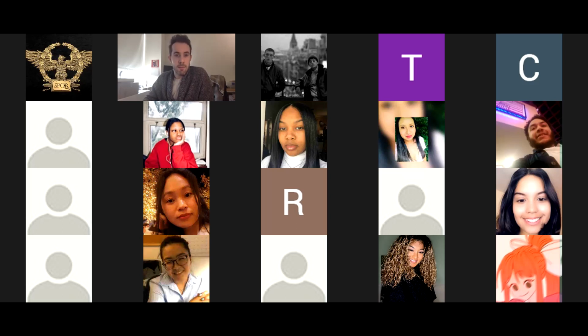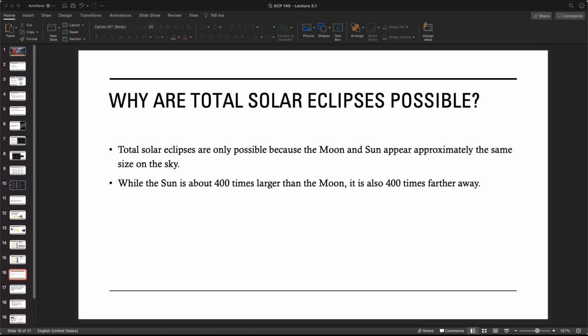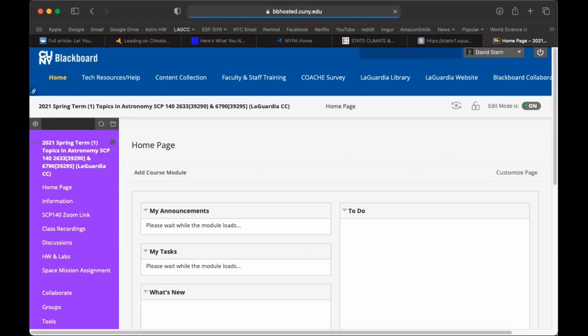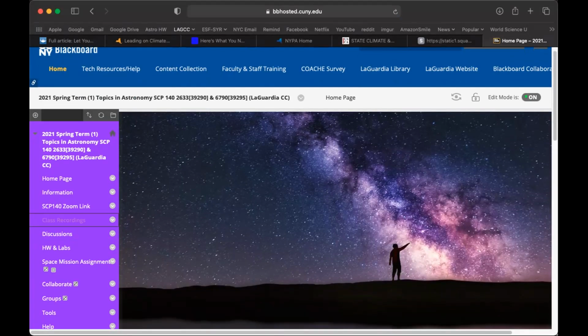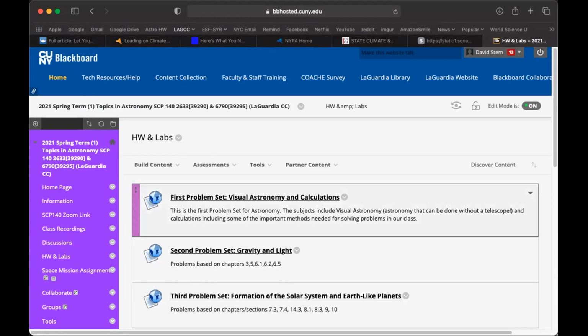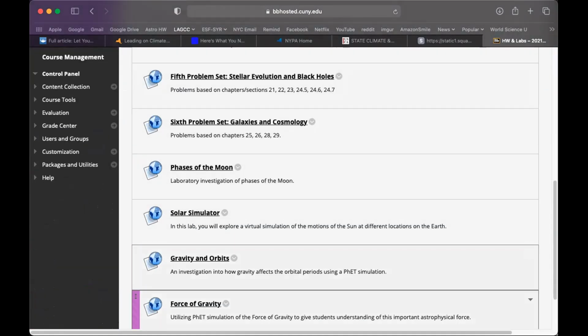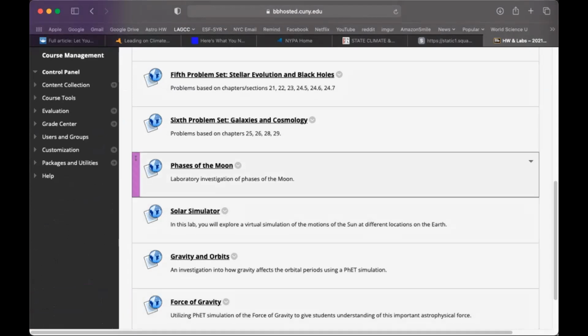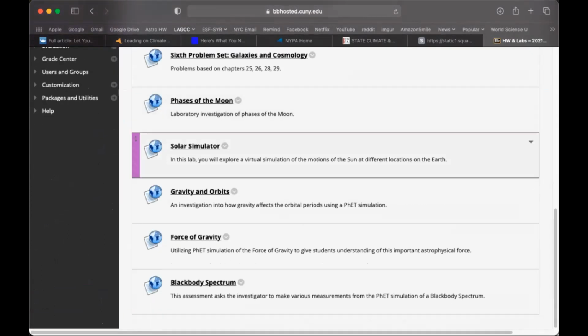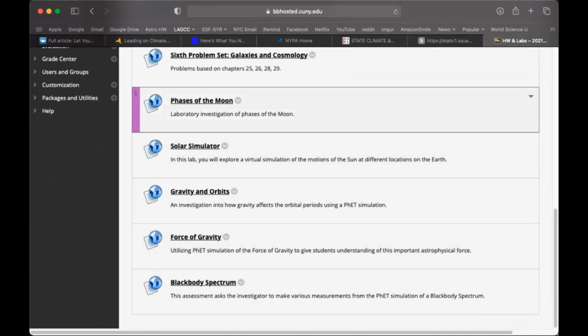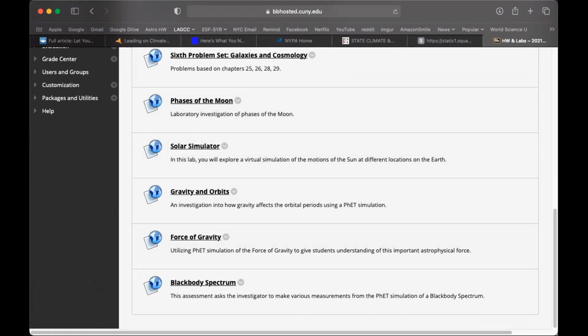So if I share my screen, okay, under our Blackboard page, we have homework and labs on the left side. The first problem set is homework 1. And then down at the bottom, these ones that don't say problem set are all labs. There are 5 labs here: phases of the moon, solar simulator, gravity and orbits, force of gravity, black body spectrum. If you look at the syllabus, it gives the due dates for all of these, and it says exactly what's due and when.